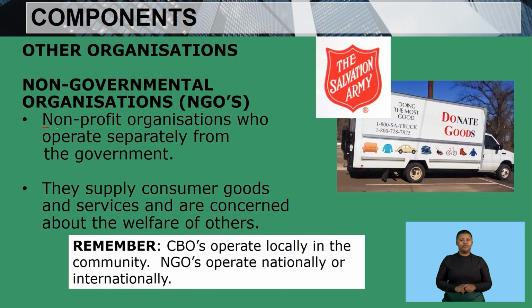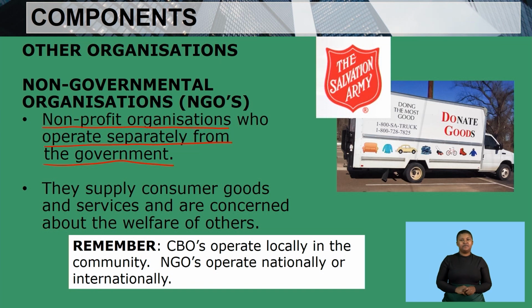Let's take a look at NGOs. NGOs are also non-profit organizations. So their aim is not to make a profit. Their aim is to help the community. And what makes them an NGO is the fact that they operate separately from the government. So they don't get government funding. They are totally isolated or not part of the government.